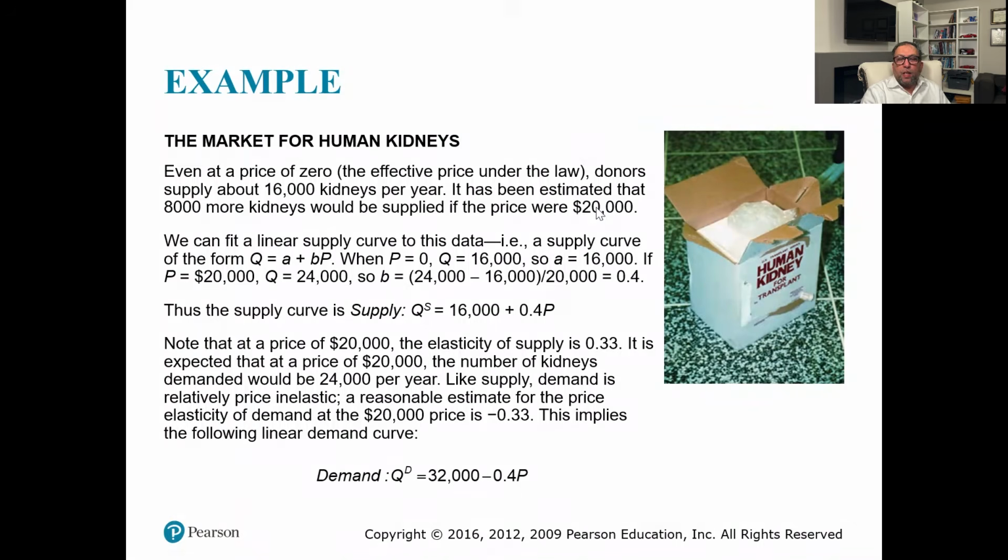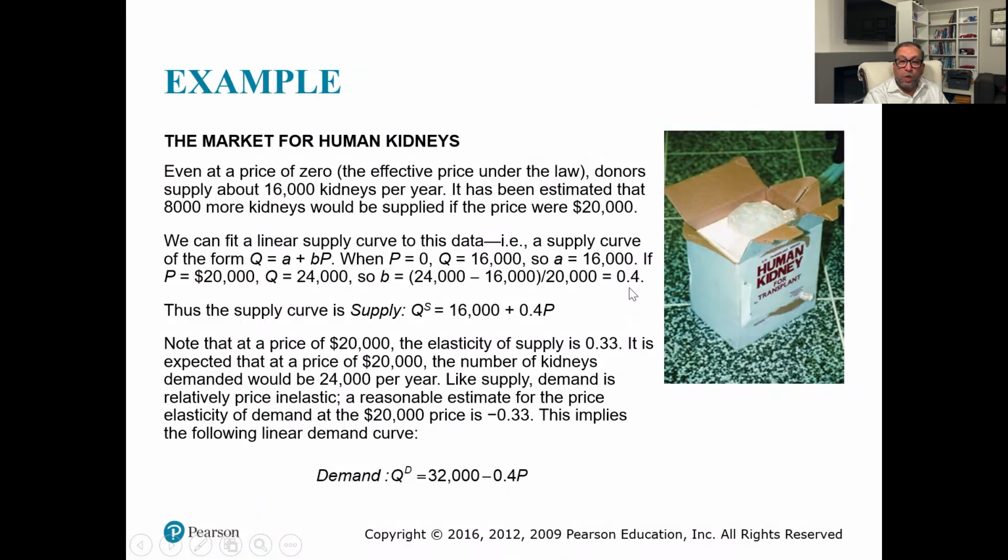We can fit a linear supply curve to this data. The supply curve of the kidney is Q equals A plus BP. So this is a simple linear equation. If P is 0 and Q is equal to 16,000, then we can say that A is 16,000. If P is 20,000, then Q is 24,000. So we can calculate the slope of the curve because it's linear. We are assuming it's a linear equation, so we can get it.